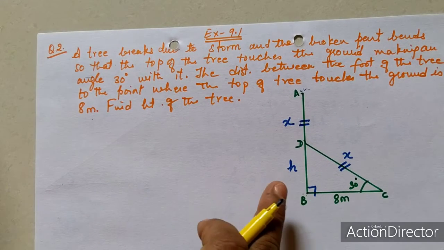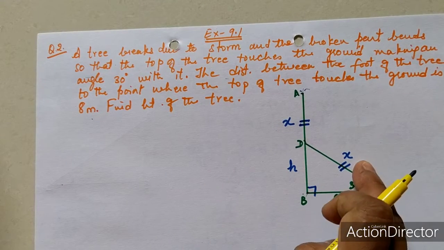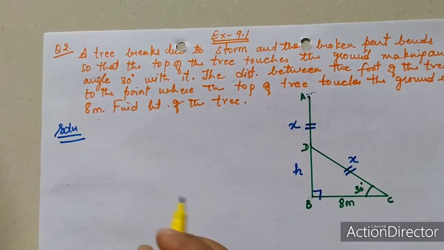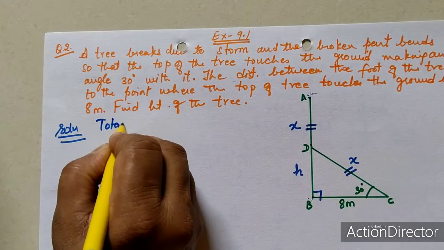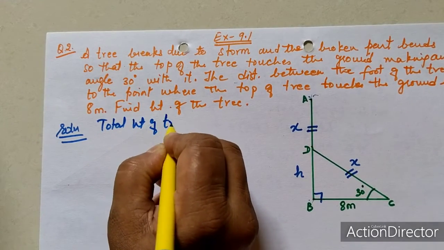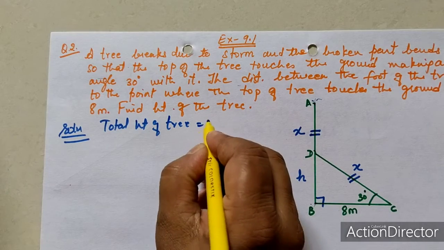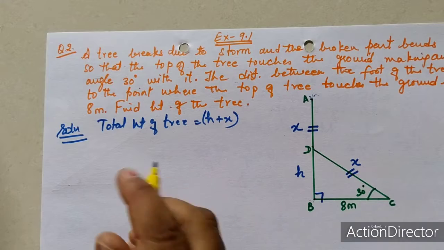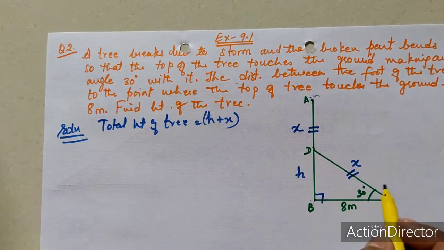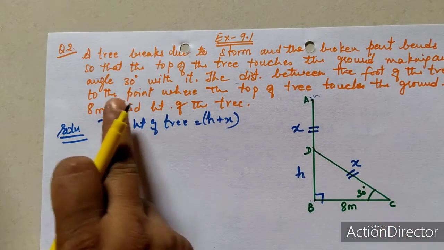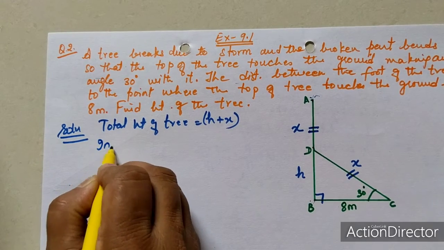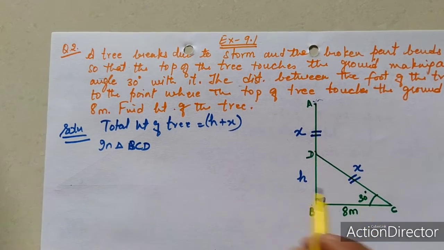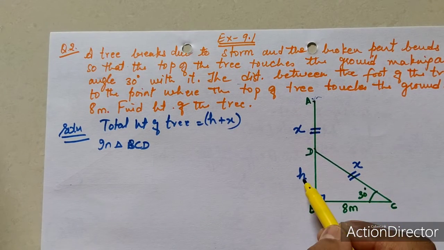For that, either you find H first or X first, it's up to you. So here the solution is: total height of the tree, according to the figure, I am going to write H plus X. Got it? These two parts are equal. Now, the angle of elevation is given to you as 30 degree because it is clearly mentioned in the question. So in triangle BCD, I am going to find out first of all this H.